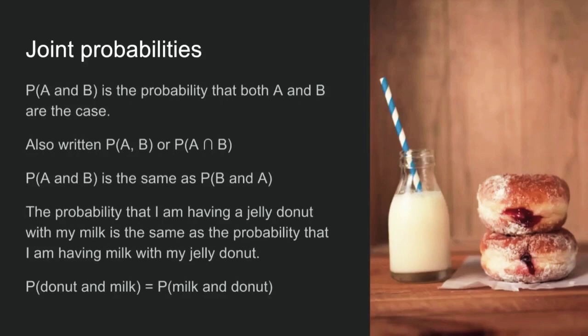Here, the probability that A and B is the case is the same as the probability that B and A is the case. So the probability that I'm having a jelly donut with my milk is the same as the probability that I'm having a milk with my jelly donut. These two situations are identical, so we can swap the order.